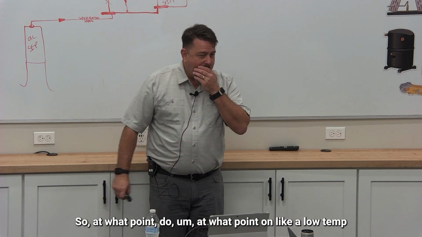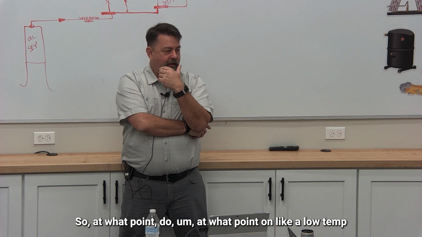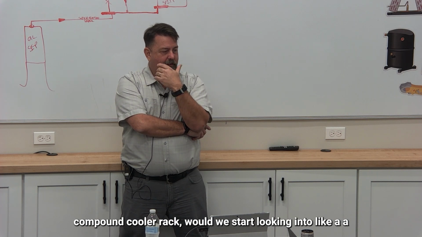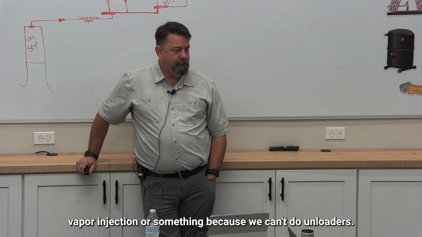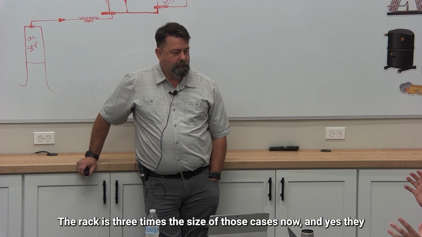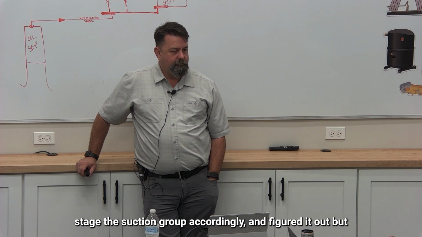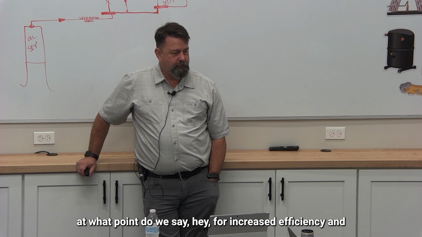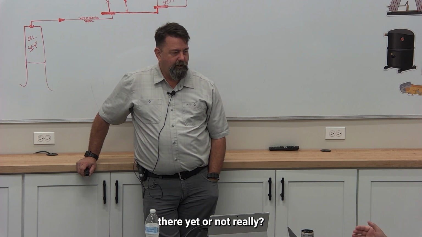So, at what point, on like a low-temp compound cooler rack, would we start looking into like a vapor injection or something, because we can't do unloaders? The rack is 3 times the size of those cases now. Yep. And yes, they staged the suction group accordingly and figured it out, but at what point do we say, hey, for increased efficiency and this $10,000, we can install this and do that? Like, are we there yet or not really?